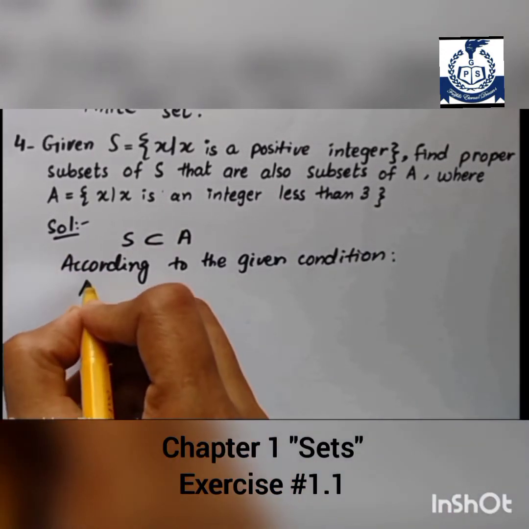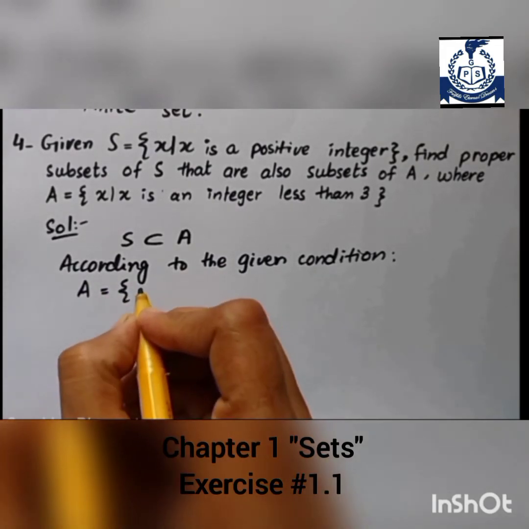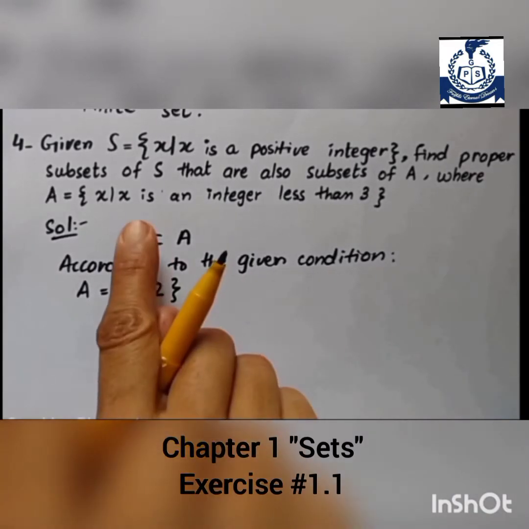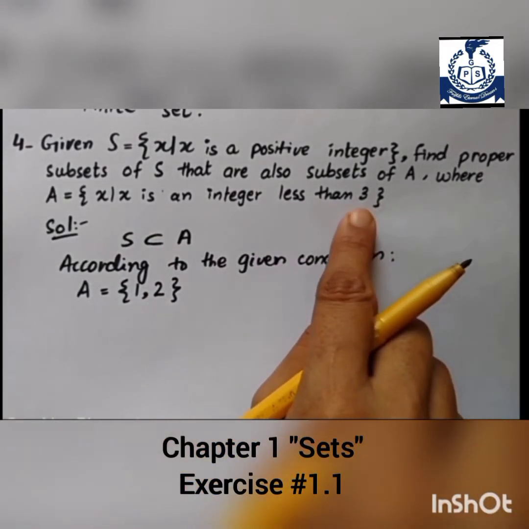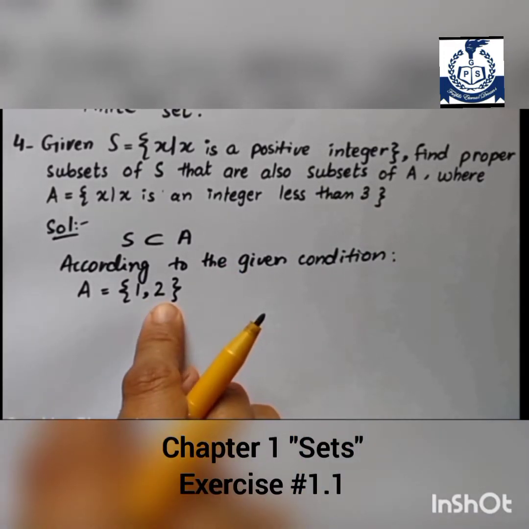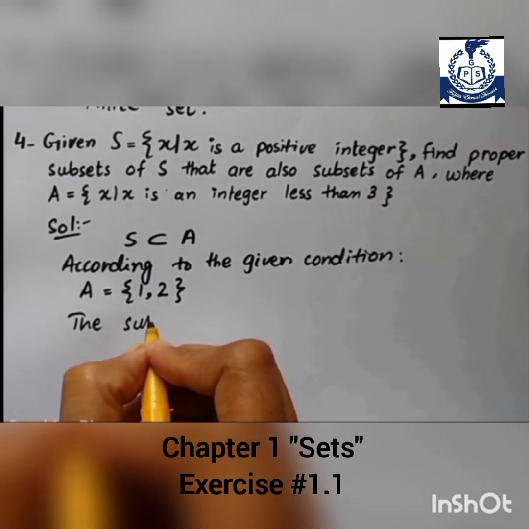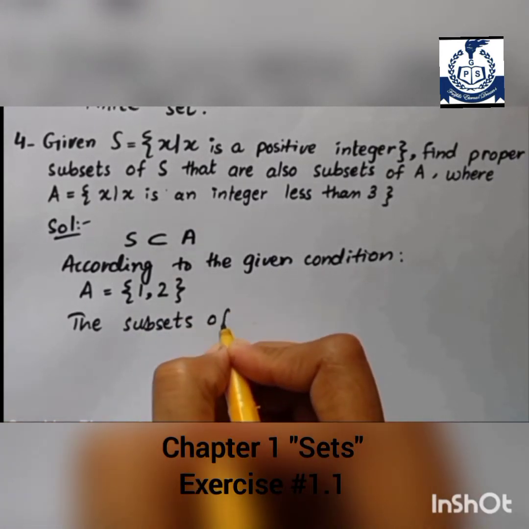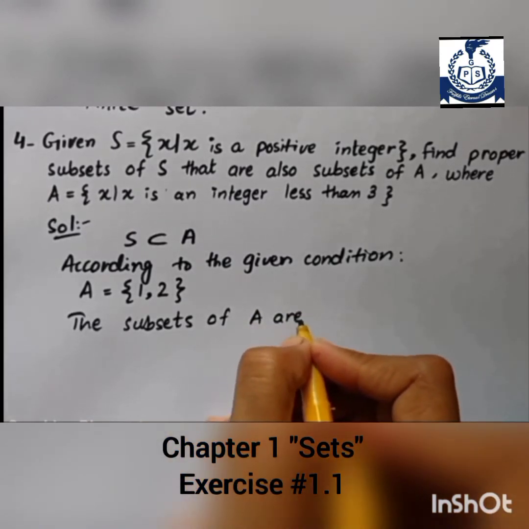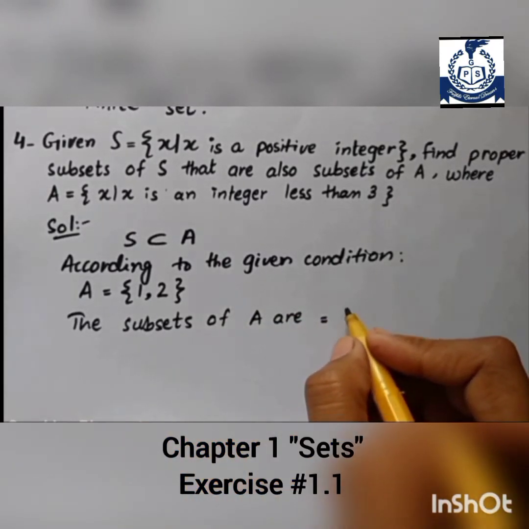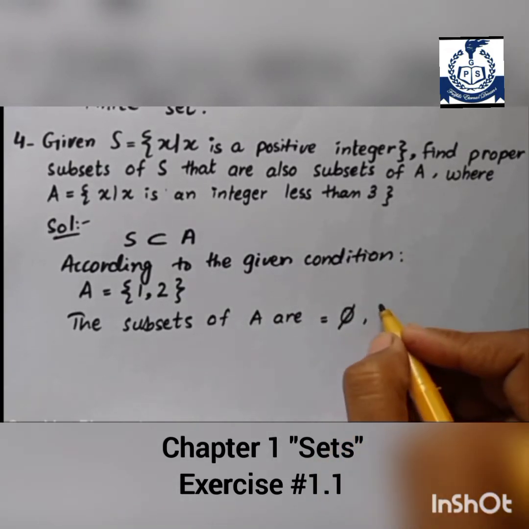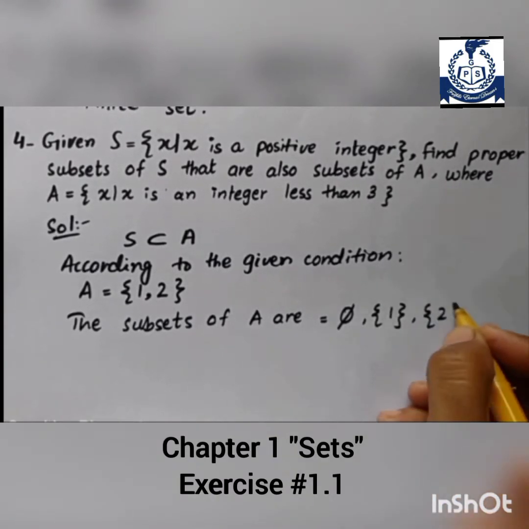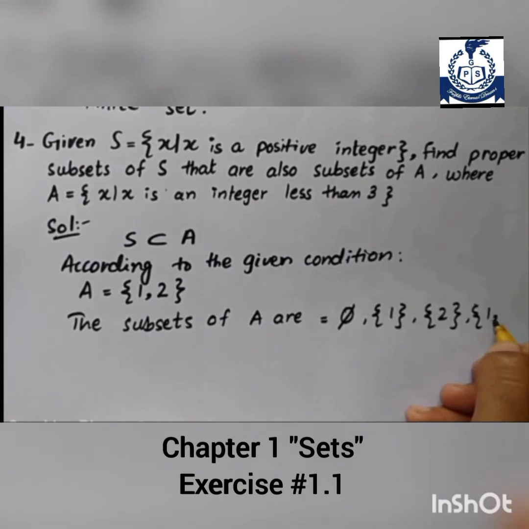According to the given condition, A is equal to integers less than 3. So here we write 1 and 2. These both numbers are less than 3. Integers less than 3, so it means 1 and 2. The subsets of A are null, 1, 2 and the pair of these 1 and 2.